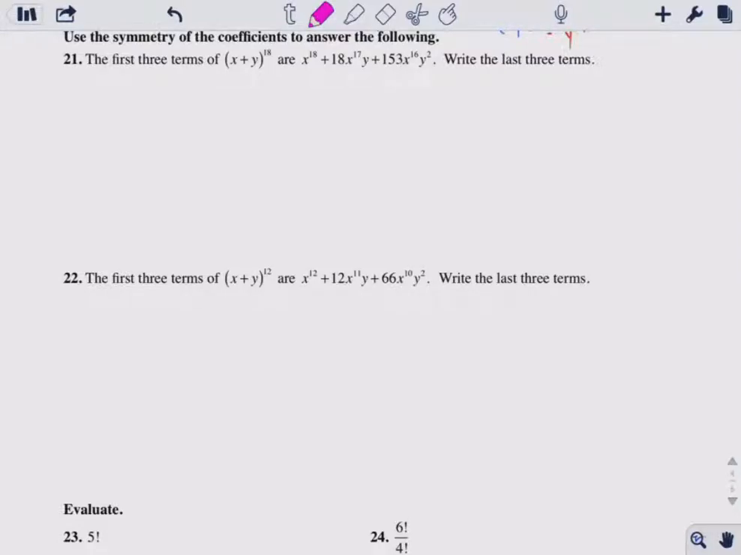Okay, this is Algebra 2 CP Unit 12 review, starting with problem 21. I'm sorry if the previous one cut off at the end. I had a little bit longer than 15 minutes, so I had to trim it.